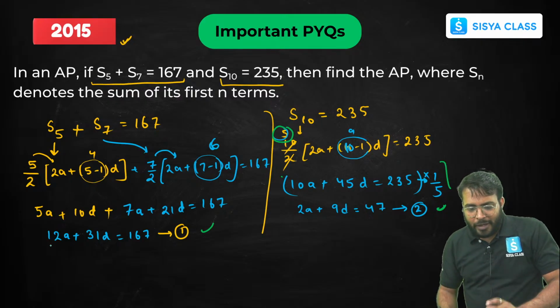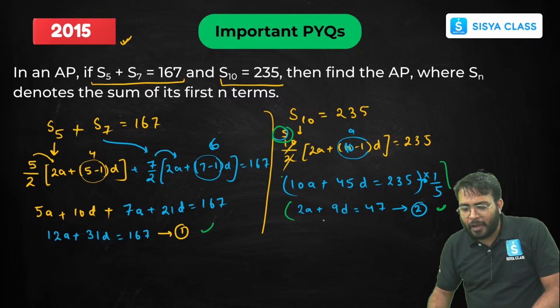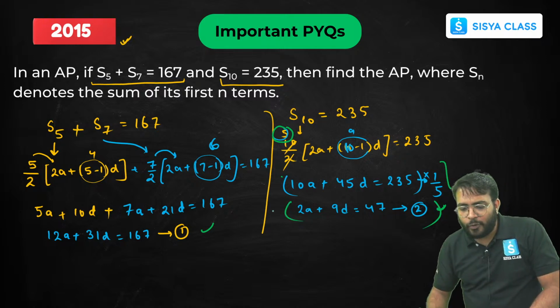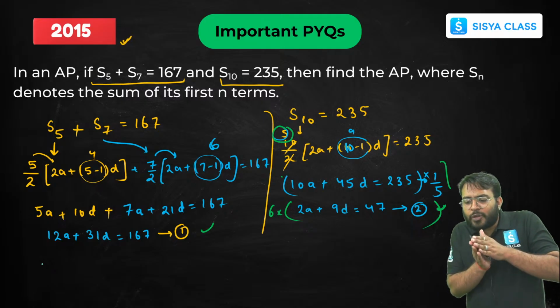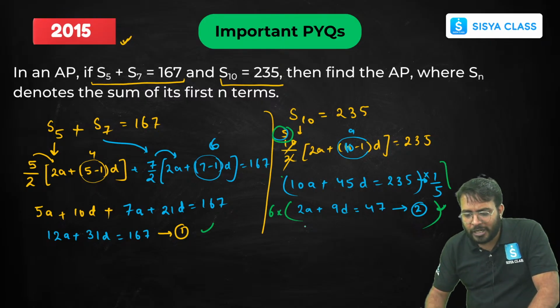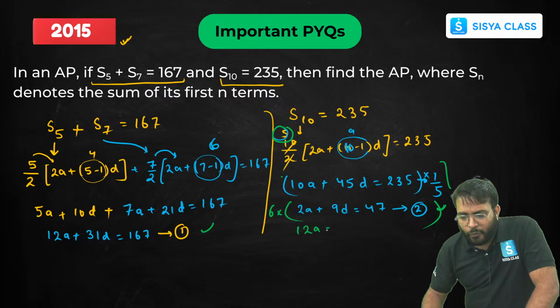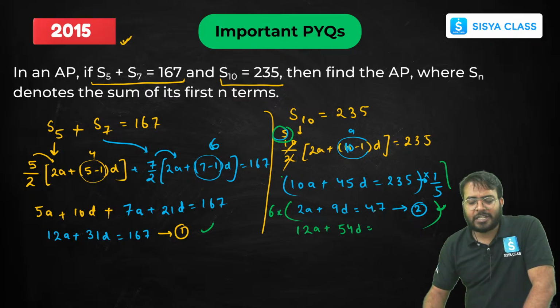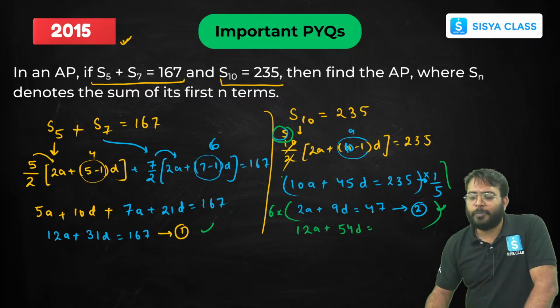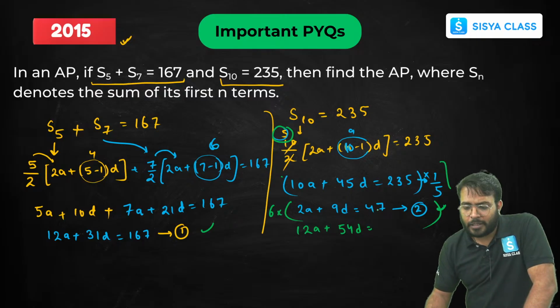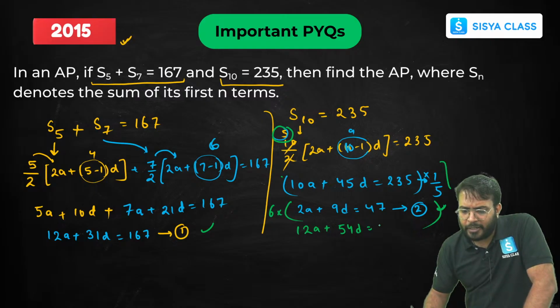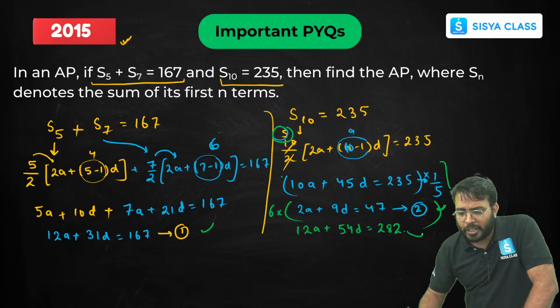Now here I am having 12a and here I am having 2a. So I am just multiplying my whole equation with 6 to solve equation 1 and equation 2. When you multiply with 6, you will get 12a plus 54d is equal to 47 into 6, that is 50 into 6, 300 minus 18, which is 282. So this is my equation 3.